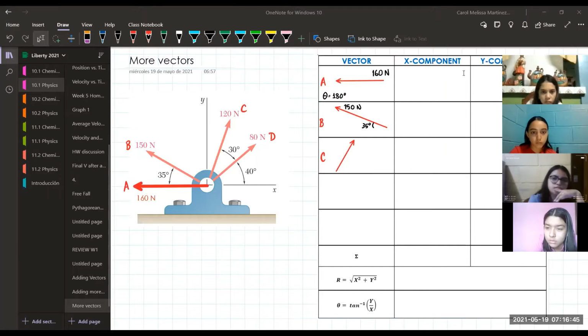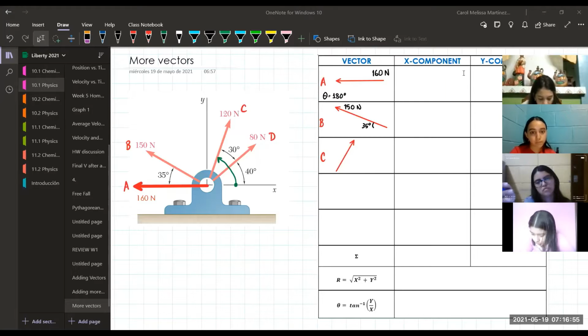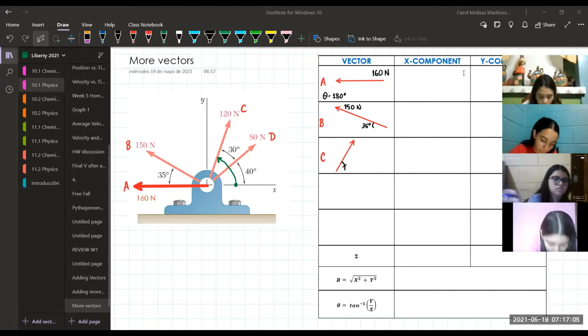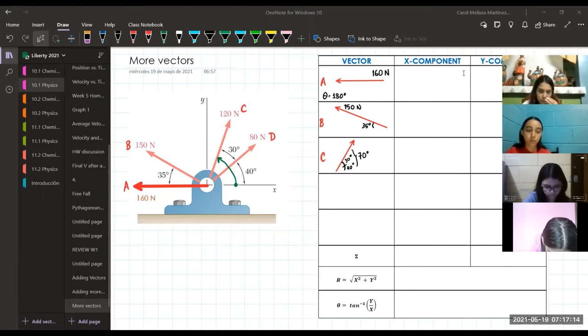70. Remember that we measured the angle from the x-axis to where I have my angle. So in total, I have an angle of 70. Remember, I have 30 and 40. So I add them both. I'm going to have 70. And it measures 120 Newton.